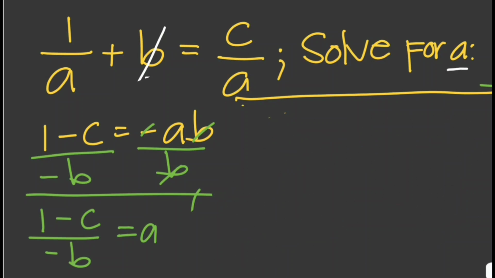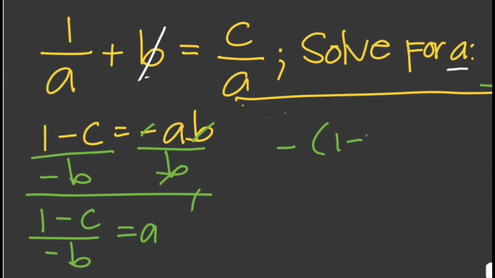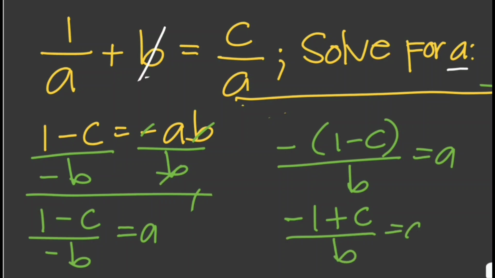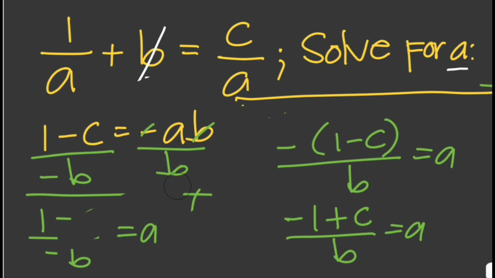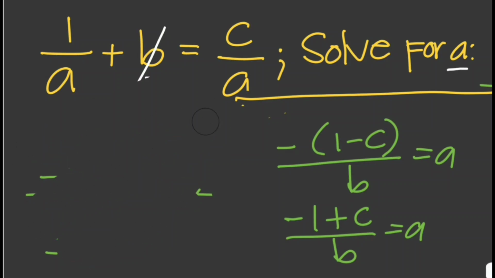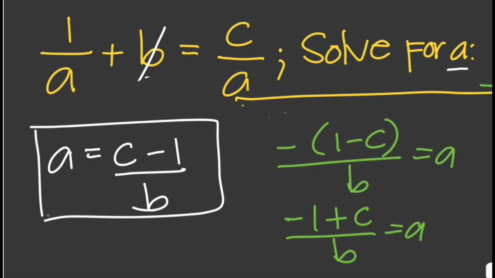We just have to simplify that, or you can write that as the negative of 1 minus c over b equals a, or negative 1 plus c over b equals a, or just simply a is equal to c minus 1 over b. Now this is our second formula or equation.